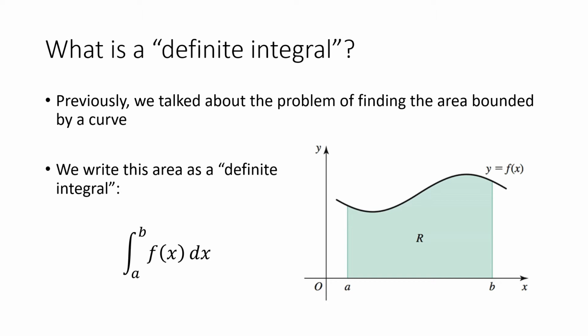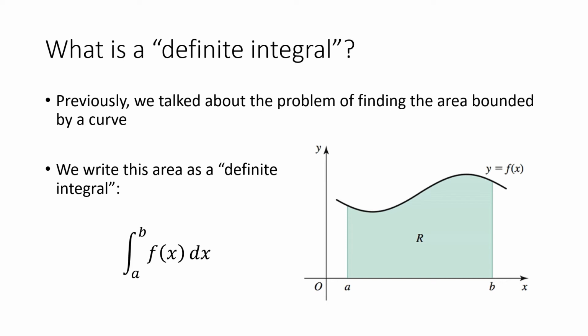Previously we talked about the problem of finding the area bounded by a curve. And so we have an integral notation for this area, which we call a definite integral. So we write the skinny s symbol, which we've seen before, but we're not going to quite yet talk about the connections between this integral and the previous kind of integrals that we talked about.